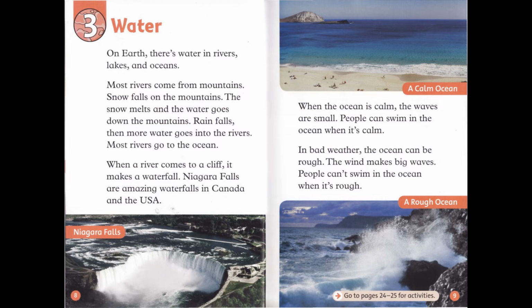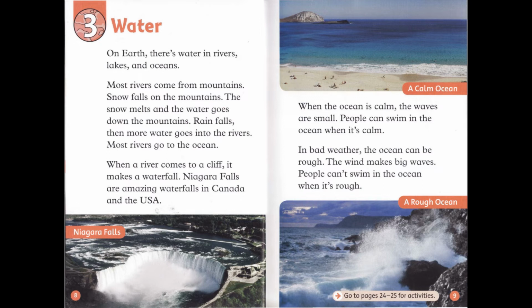Most rivers go to the ocean. When a river comes to a cliff, it makes a waterfall. Niagara Falls are amazing waterfalls in Canada and the USA.